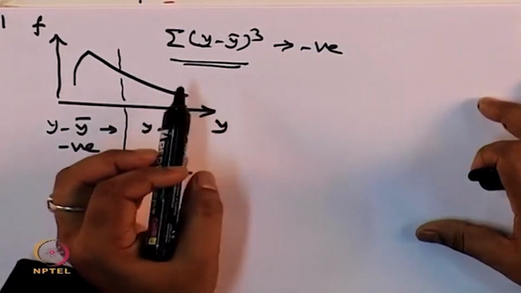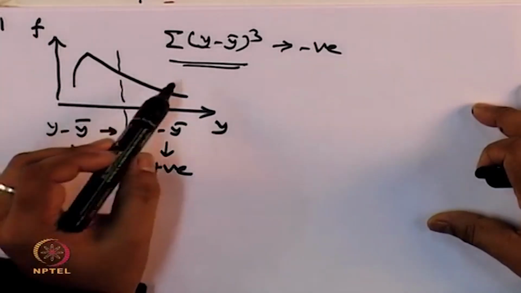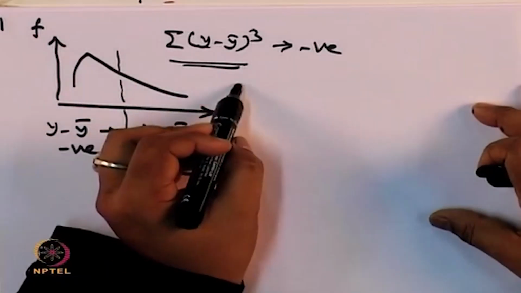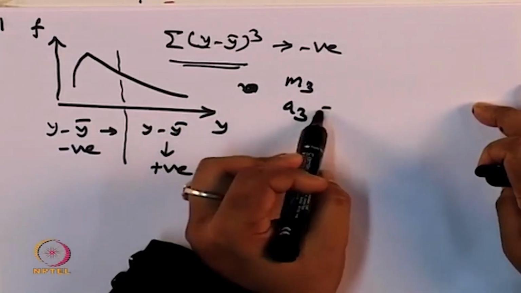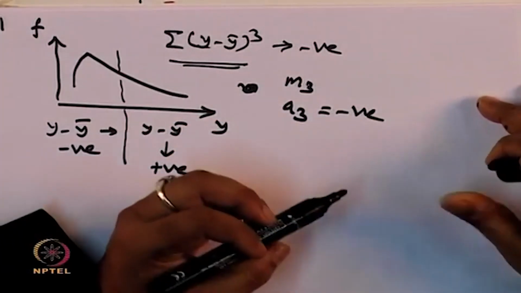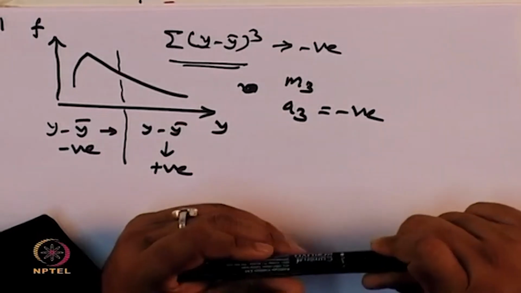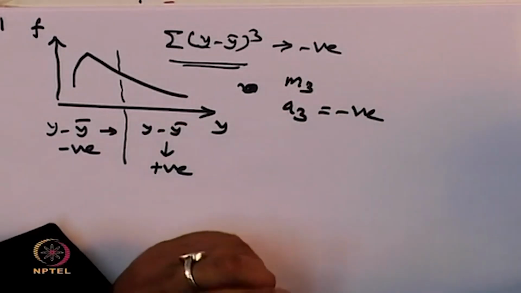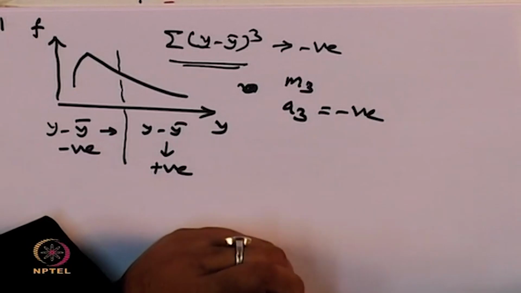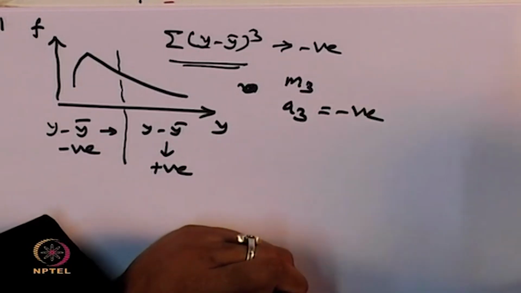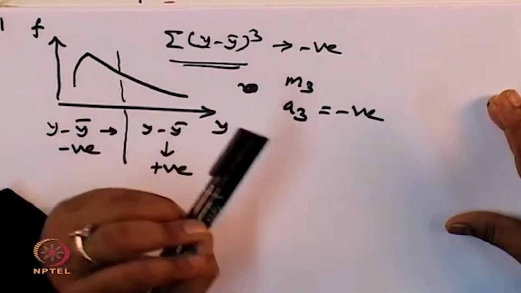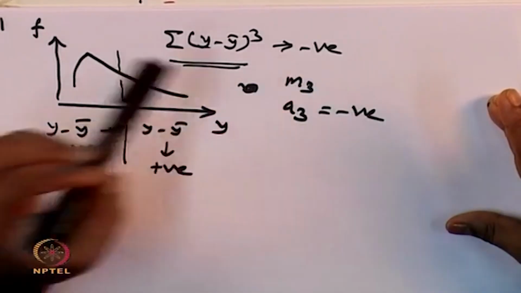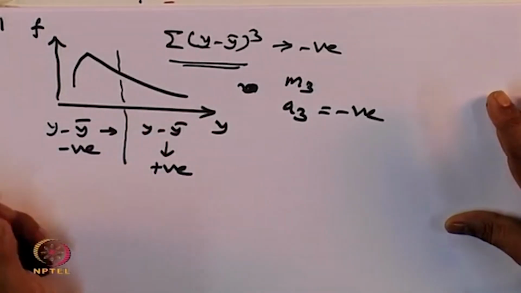So, there is a greater chance in this case that when you calculate M3 or A3, you get a value which is negative, because M2, M4, M6 are always positive, since they have y minus y bar whole square, whole fourth, whole sixth, and those are always positive. So, all odd moments for asymmetric distributions may be either negative or positive depending on how the data is biased.